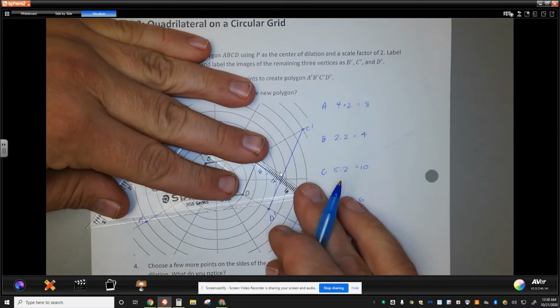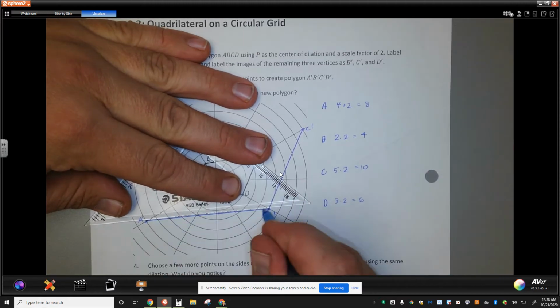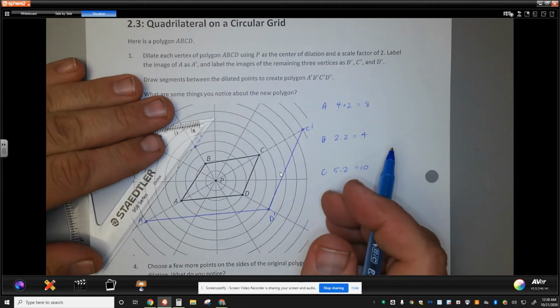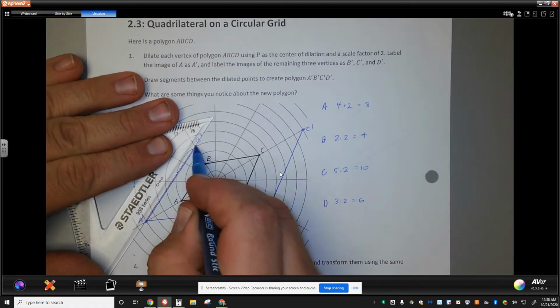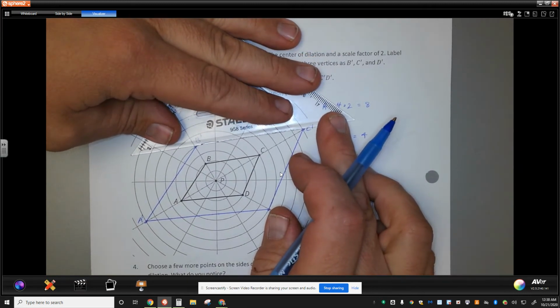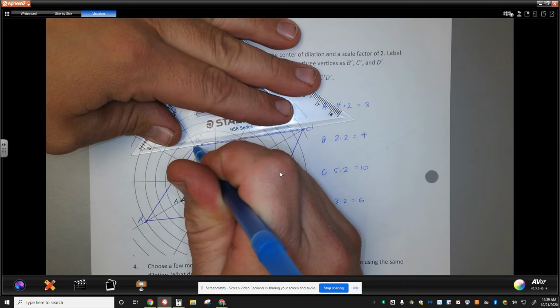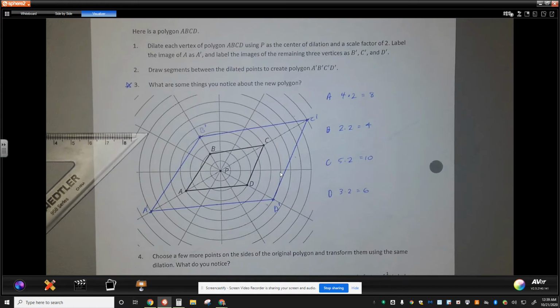So there's that side. Please use a straight edge. I forgot to remind you at the beginning of the lesson that you should have a straight edge or a ruler. If you do not have one currently, please pause the video and find one, or just pause the video and fold up a single piece of paper a couple times to give yourself a nice straight edge. Also, while you're pausing that video, go ahead and answer this question right now. What are some things you notice about the new polygon?